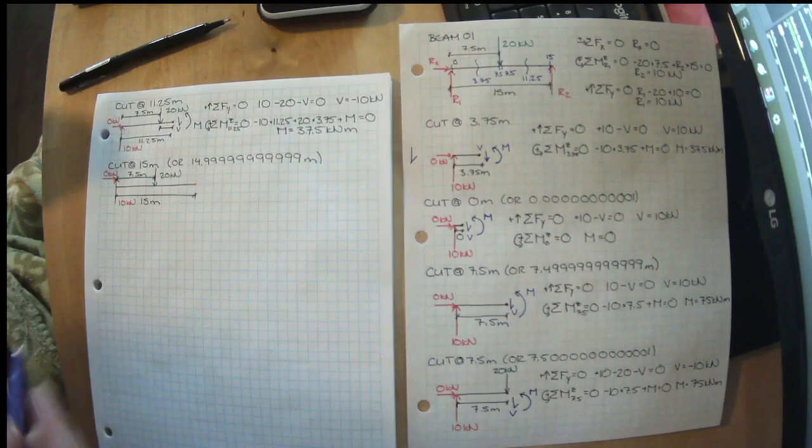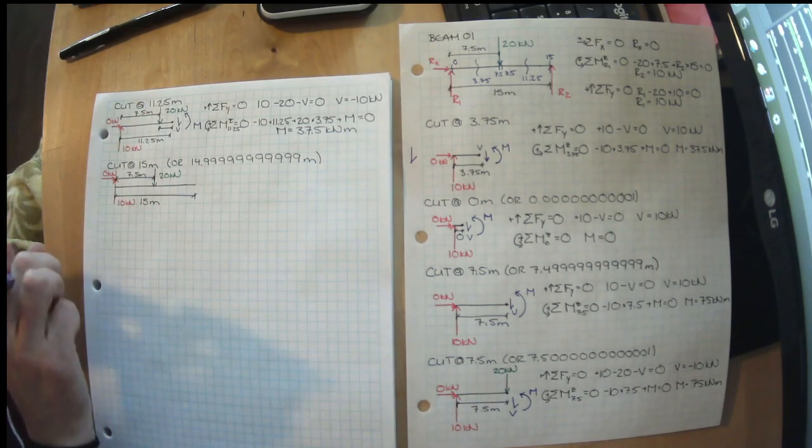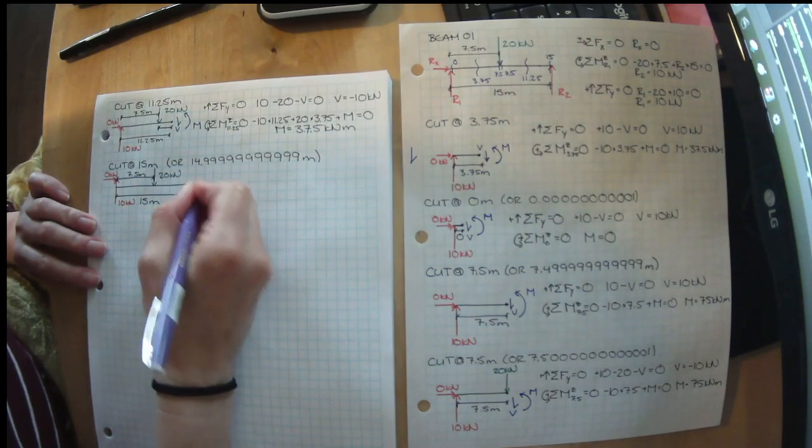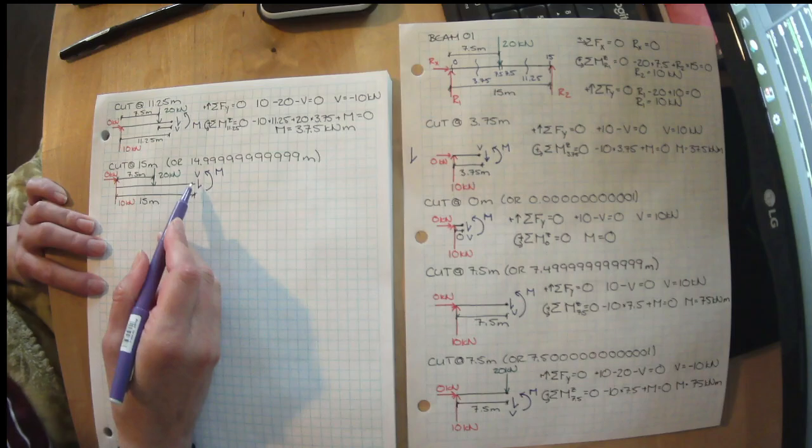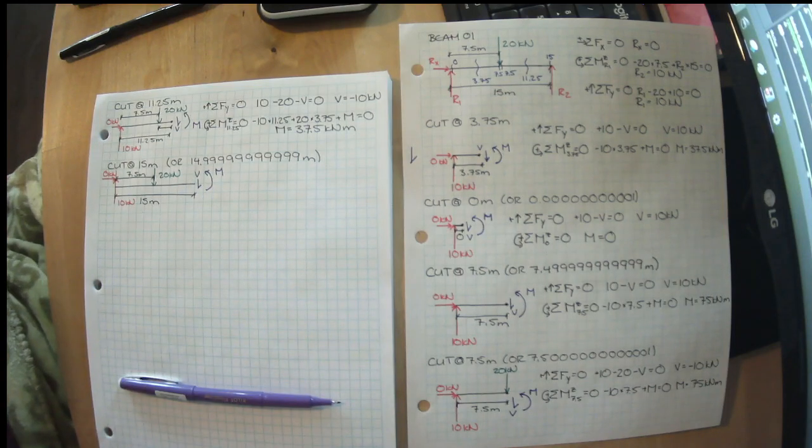All right, so we've got our last free body diagram almost drawn, or partial free body diagram almost drawn. We want to know what internal forces keep this thing from moving. So our internal shear and our internal moment.